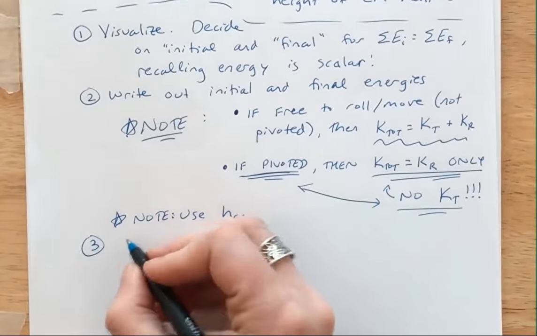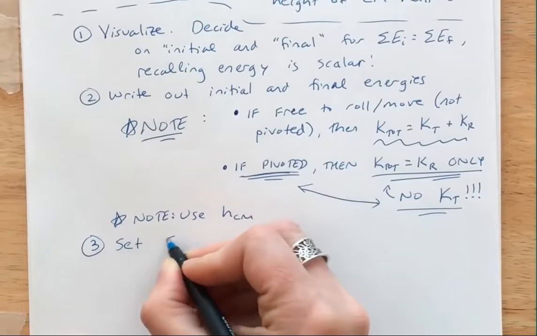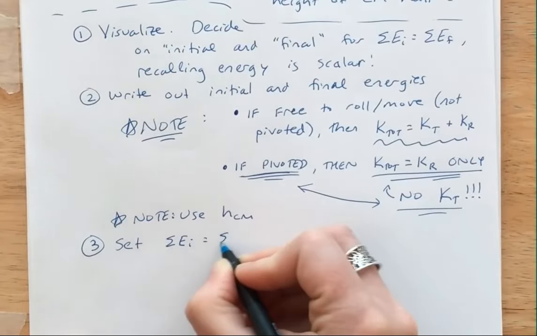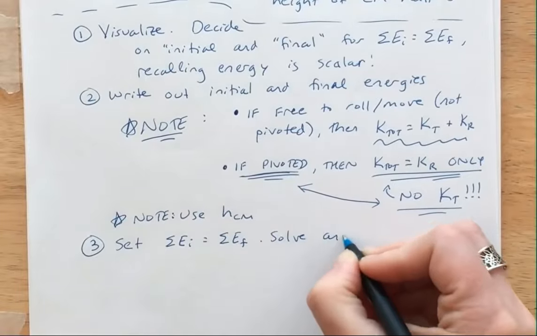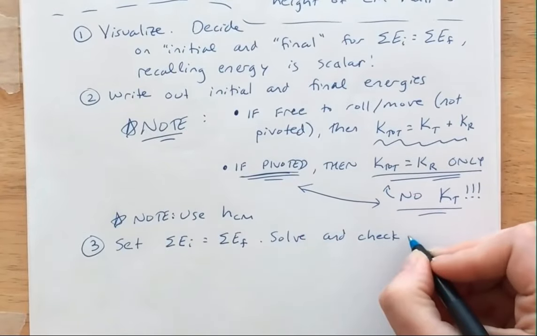Then, as we usually do, you're going to set the sum of all your initial energies equal to the sum of all final energies. You're going to solve and check your answer.